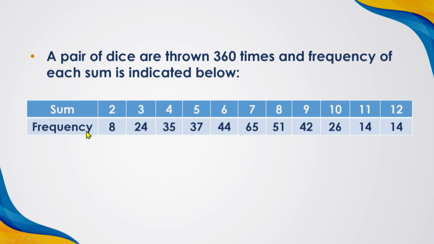Now here the frequency represents that the pair of dice has been thrown 360 times, among them 8 times you got the sum 2, that is 1 on both dice. Then similarly 24 times you got the sum as 3. It means that one die got the number 1, the other die got the number 2. It may be vice versa also. In a similar fashion you have all the numbers here. At the end, 14 times you got 6 on both dice, that is 6 plus 6 is 12. So this is the frequency they have given.